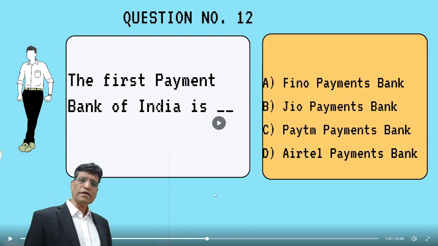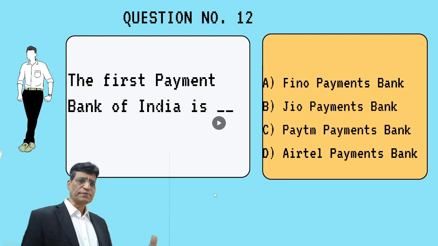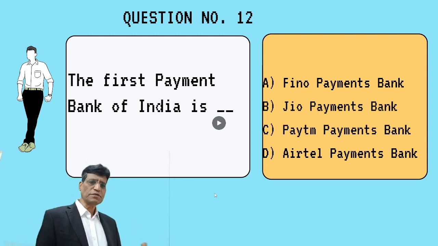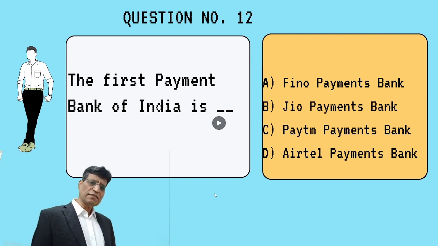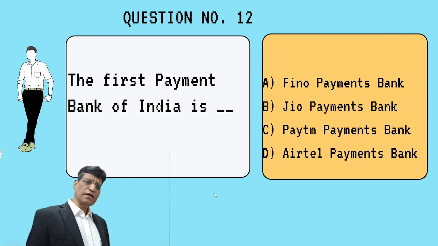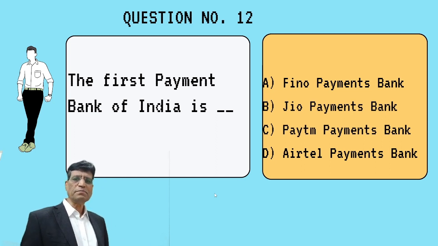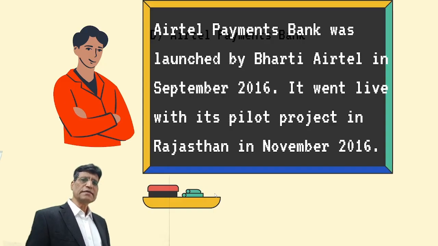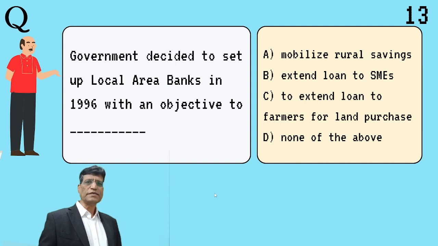The first payment bank of India, whether it is Fino Payments Bank, Jio Payments Bank, Paytm Payments Bank or Airtel Payments Bank. It is D, Airtel Payments Bank. The first payment bank of India is Airtel Payments Bank. It was launched by Bharti Airtel in September 2016. It went live with its pilot project in Rajasthan in November 2016.